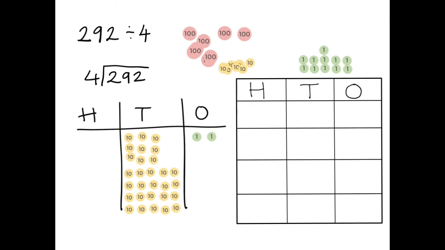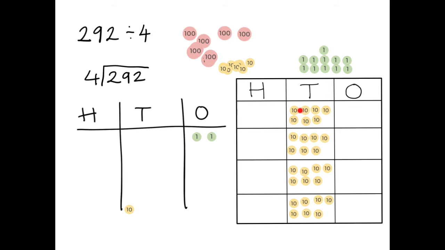Just a reminder that I have divided my place value chart into 4 rows because we're dividing into 4 groups, and I need to do this really systematically. So let's start moving the tens into the 4 rows. You can see now that I've managed to share 7 tens into each row, but there is 1 ten left. I obviously can't share that into tens, so I'll be regrouping it into the ones column.